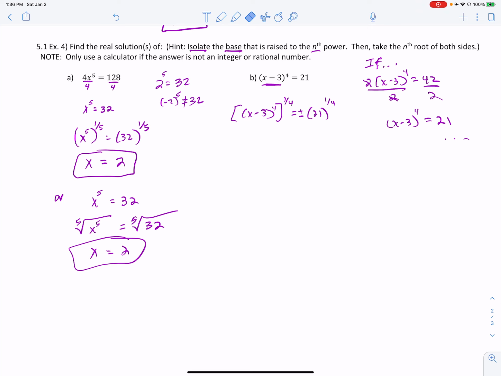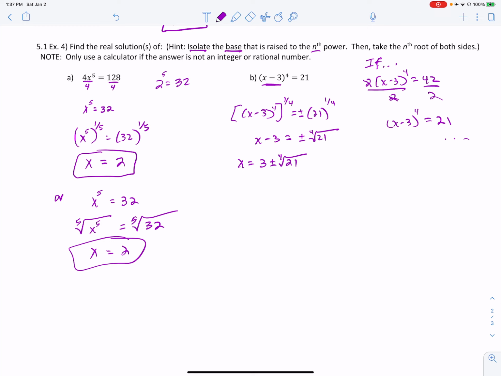However, when we're taking an even root, I'm going to need both positive and negative when I'm solving an equation. So here in part B, when I take the 4th root on the left side, I'm just going to be left with x minus 3. And on the right, I am going to have plus or minus, and maybe I want to write it as the 4th root of 21. Add the 3 over. And that is my exact answer. 3 plus or minus, there's 2 answers. There's both the plus and the minus.